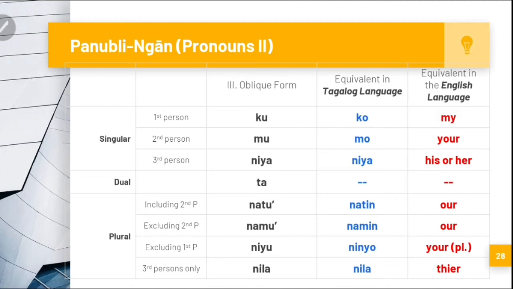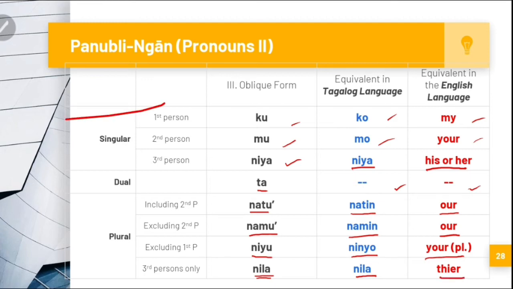And here are the equivalents in Tagalog. Ku is ko in Tagalog, and in English, my. The second person singular mu is mo in Tagalog, and in English is your. The third person singular oblique form niya is niya in Tagalog, and in English is his or her. Dual form ta: there are no dual forms in Tagalog and English. The plural forms, we have natu, the first inclusive, and nothing in Tagalog, and in English our. The second, namu, in Tagalog is namin, in English our. The third, niyo, its equivalent in Tagalog is ninyo, in English is your, plural form. And third person only, nila, the plural form. The equivalent in Tagalog is again the same, nila, and the English equivalent is their.